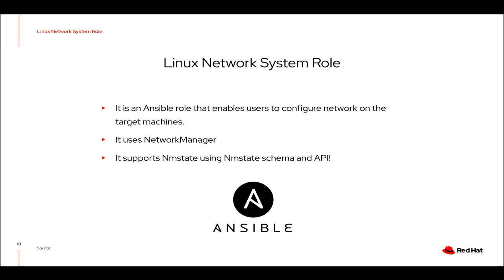Right, we also have the Linux network system role, which is an Ansible role that enables users to configure their network on the target machines and use Network Manager. Recently, we introduced support for the Nmstate schema and API. So now, if they are used to Nmstate, they can copy their state, copy their API, and use it in the Ansible role if they need to deploy it with Ansible, which is a great benefit. Also, when we develop something in Nmstate, the network role immediately gets that feature. That's quite good because we don't need to do double work and we don't need to double test it, et cetera.